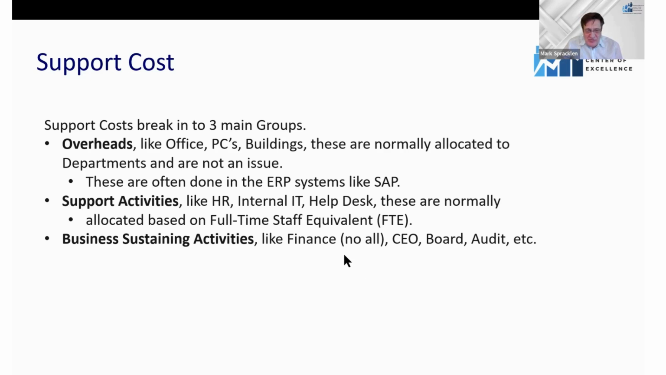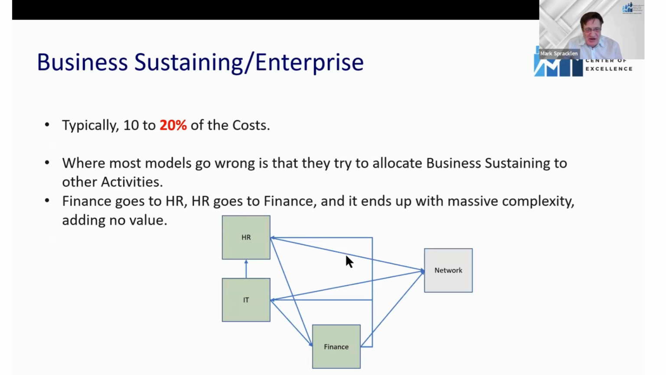Okay, I've jumped ahead a bit. Some of these things I've already covered on some of the other slides, but I'm saying here it's typically 10 to 20% of cost, so it's not a small amount. And as I said, better quality activity-based analysis, I think, is a way to get that down. We always try and do that. But where they often go wrong is, and Max mentioned this, when you try and allocate business sustaining activities to other activities.